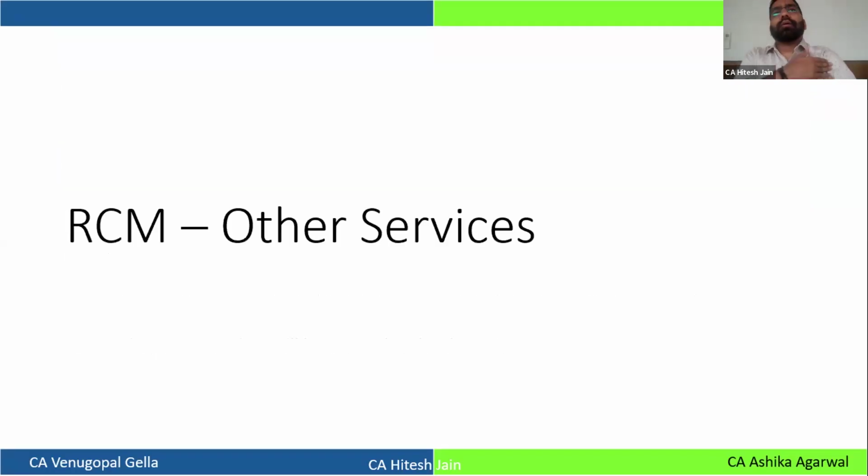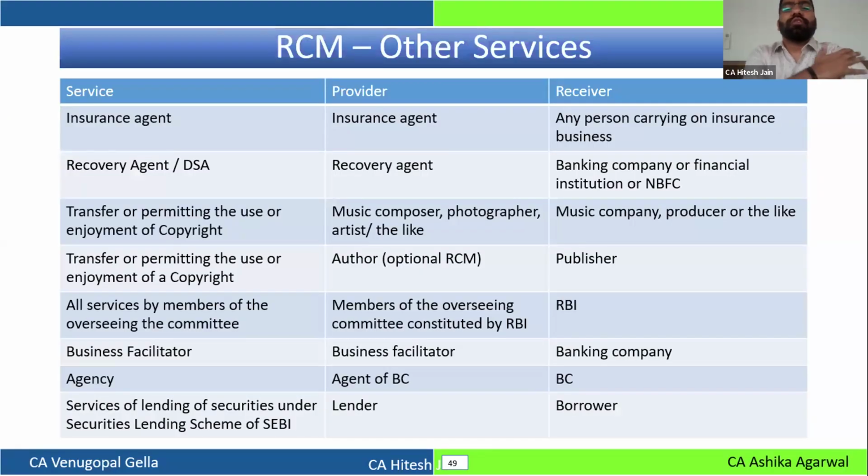Now coming to the other services which have been notified for tax to be paid under reverse charge basis. Services provided by an insurance agent to an insurance company, and services provided by a recovery agent or an individual direct selling agent. These are the RCM other services. We are not going to discuss them in detail because they are not used day to day; they are specific to a particular person or industry. The slide will be shared, so you can go through it.